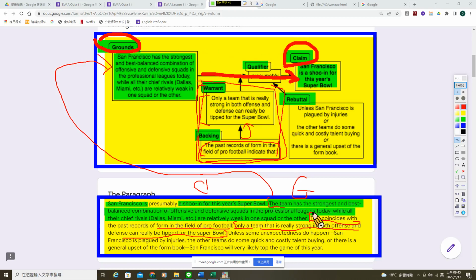So let's see this one. This coincides with the past records of form in the field of pro football. Only a team that is really strong in both offense and defense can really be tipped for the Super Bowl. So here is our warrant and the backing. Okay, so now we have finished our argument, our warrant and the backing part. So starting from here to here, we have something appear.